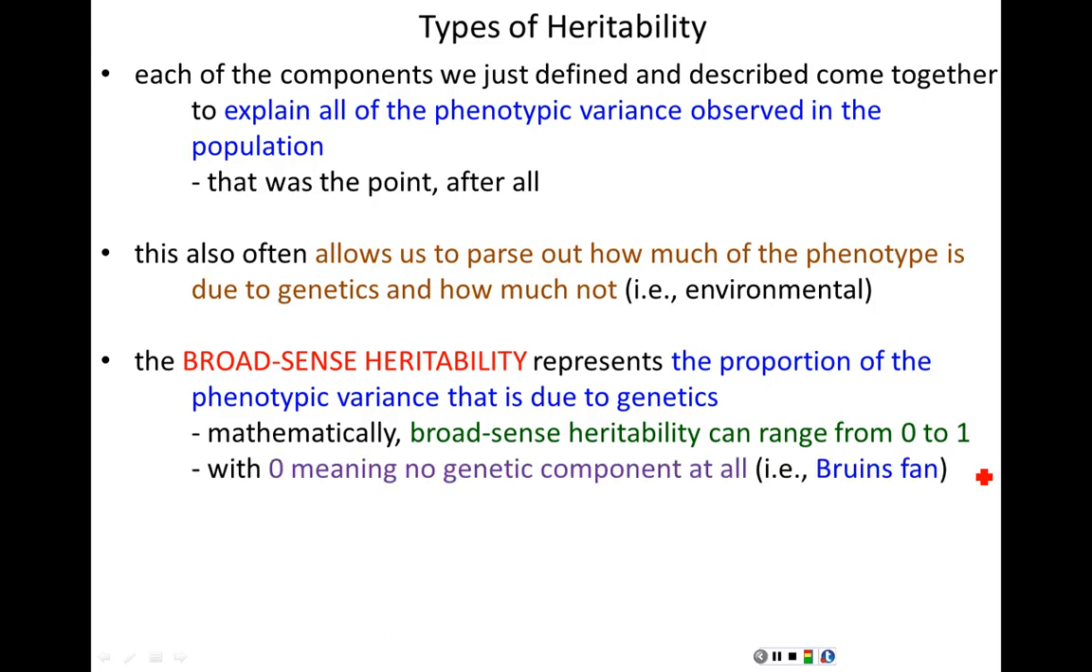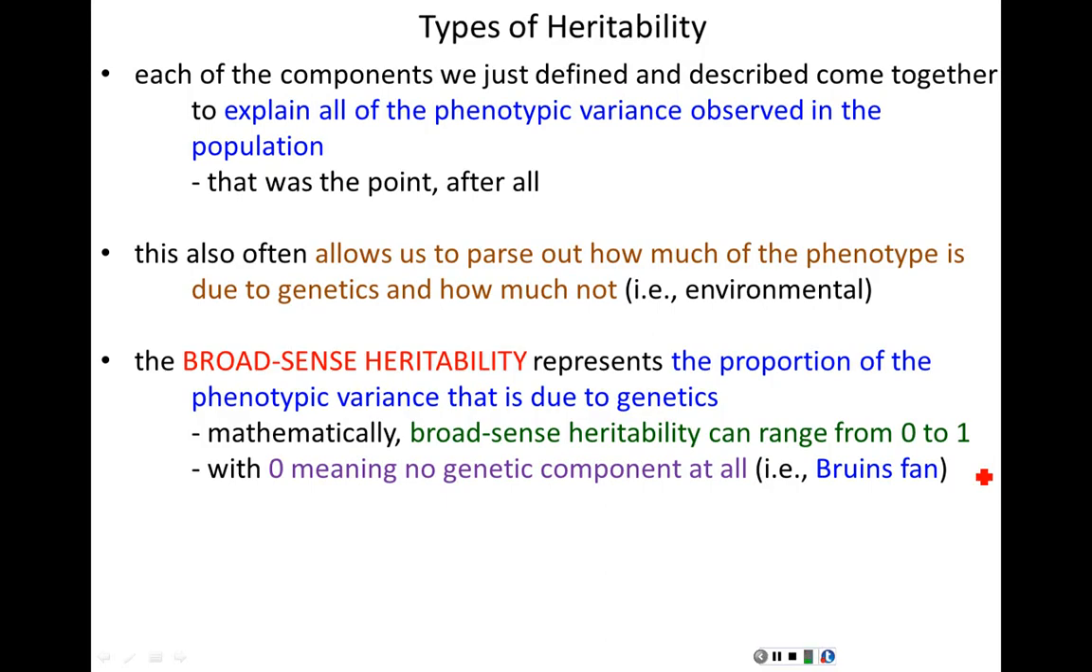When you have a 0 broad sense heritability, that means your genetic variance is 0. That means you have no genetic component at all, and all of the variance of your trait is due to the environment. Perfect example is the team that you follow for a given sport.